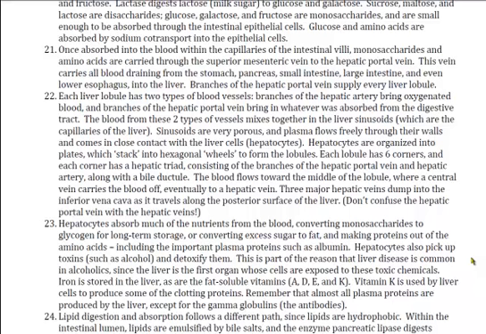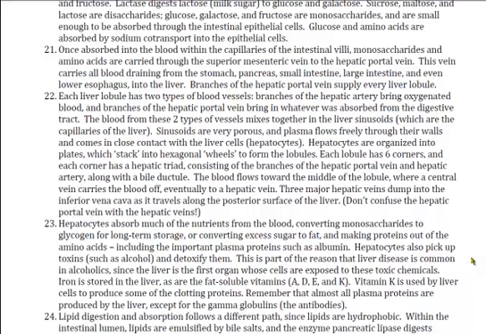And the hepatic portal vein is going to carry the blood into the liver. And sitting next to where the hepatic portal vein comes in is the hepatic artery. The hepatic artery is bringing oxygenated blood from the aorta. The hepatic portal vein is bringing nutrient-rich blood from the digestive tract. And the blood from the branches of these two vessels mixes in the liver sinusoids, which are the capillaries of the liver.